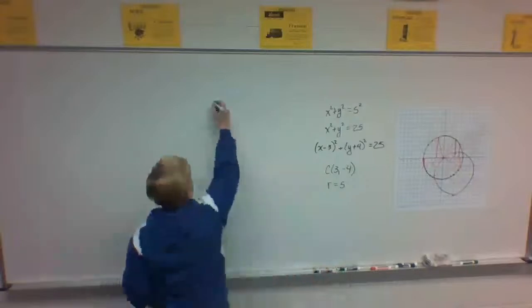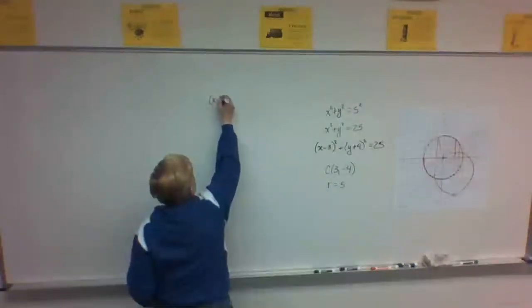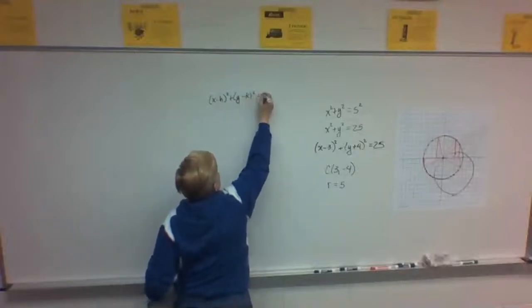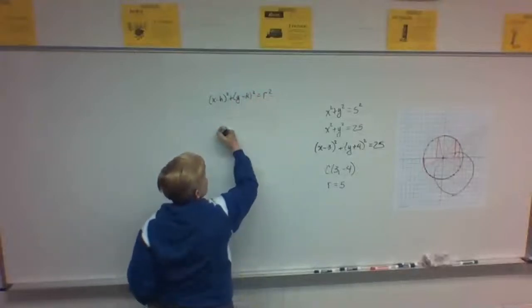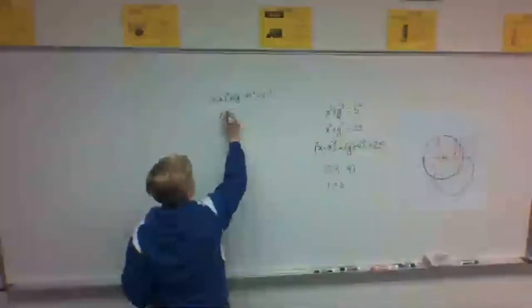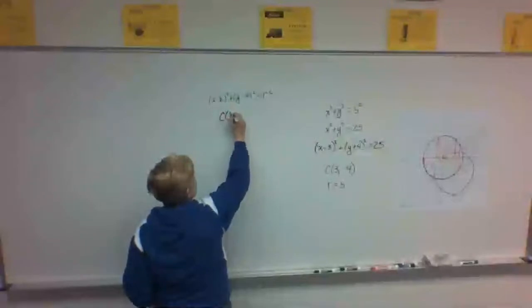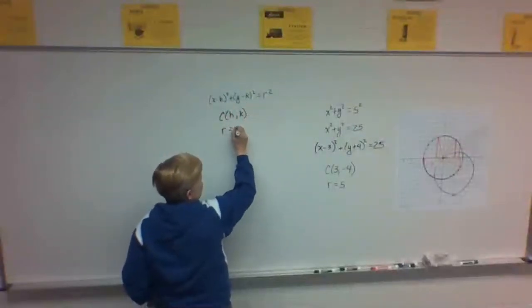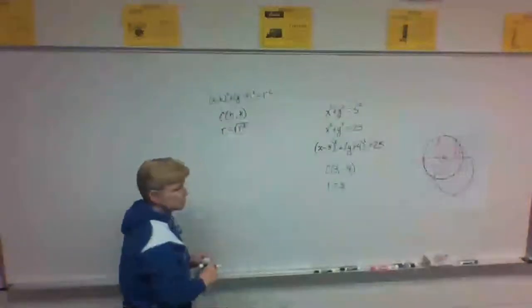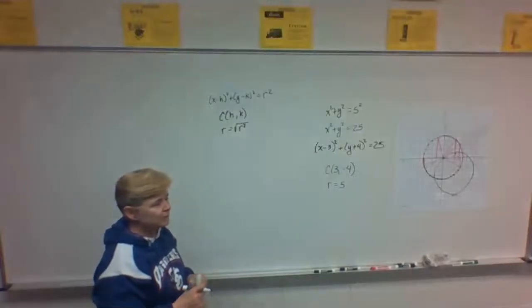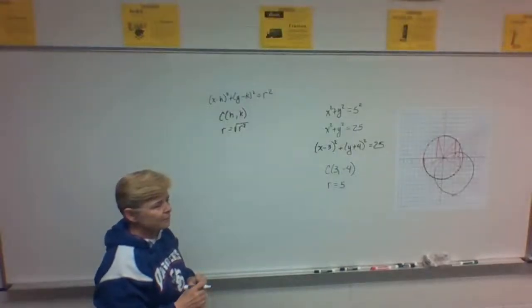So in a general way, we say this: x minus h squared plus y minus k squared equals r squared. This is the Pythagorean theorem. If you have a circle of this form, we know that the center is at the opposite of this, which is h, and the opposite of this, which is k. And the radius, of course, is the square root of r squared. Whatever that is, you square root it, and then it'll give you the radius of it. And that's all you need. Does that make any sense?